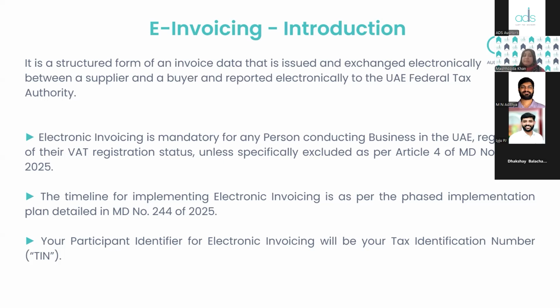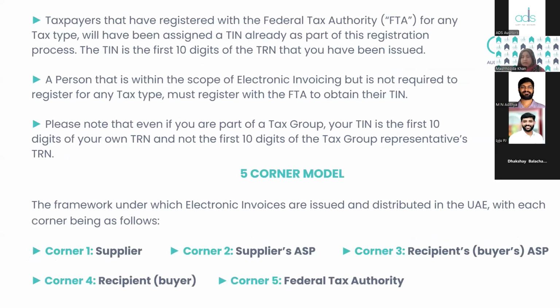There would be a participant identifier number issued for e-invoicing, which would be your tax identification number. So the participant identifier for e-invoicing is nothing but the TIN. Now, what is TIN? A taxpayer who has registered with the FTA for any tax type, may it be VAT or corporate tax, will already have an assigned TIN as part of the registration process. TIN is nothing but the first 10 digits of the TRN number that has been issued to you.